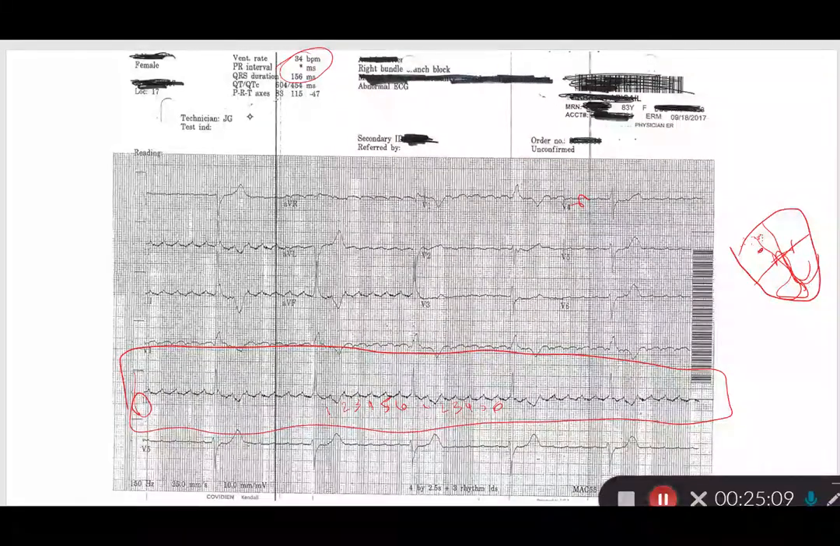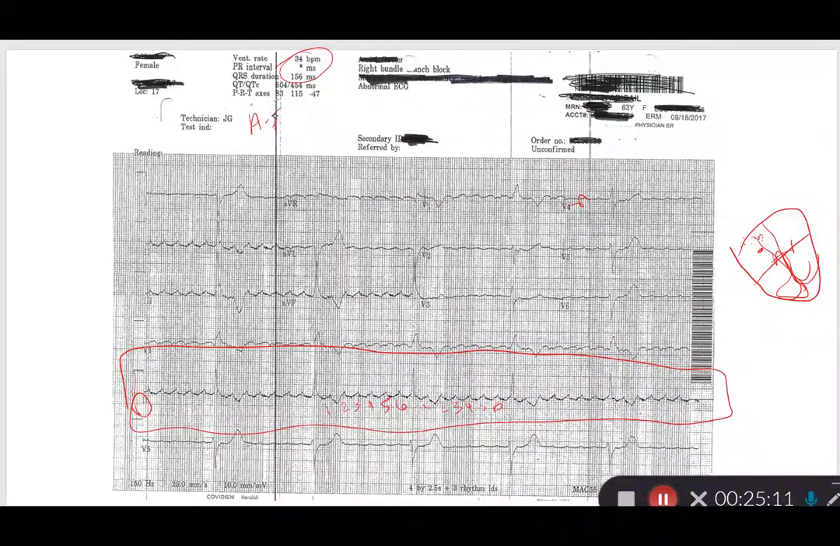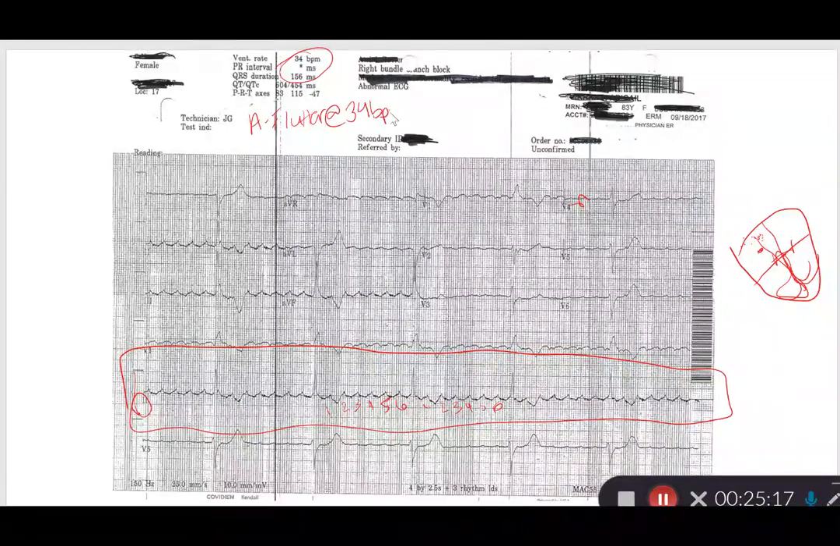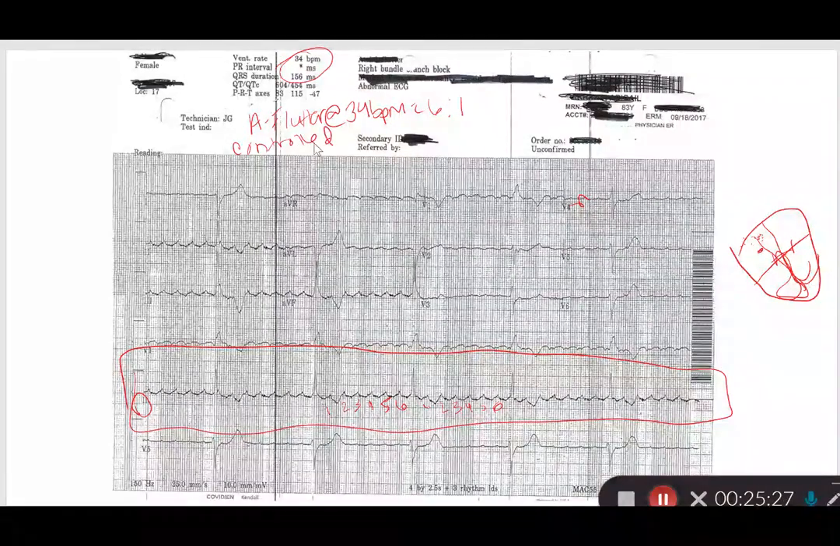So this rhythm is going to be a flutter at 34 beats per minute with a 6:1 conduction ratio. And this is controlled, even though it's very slow. It's very controlled, almost too controlled. But it's not uncontrolled because it's not going fast.